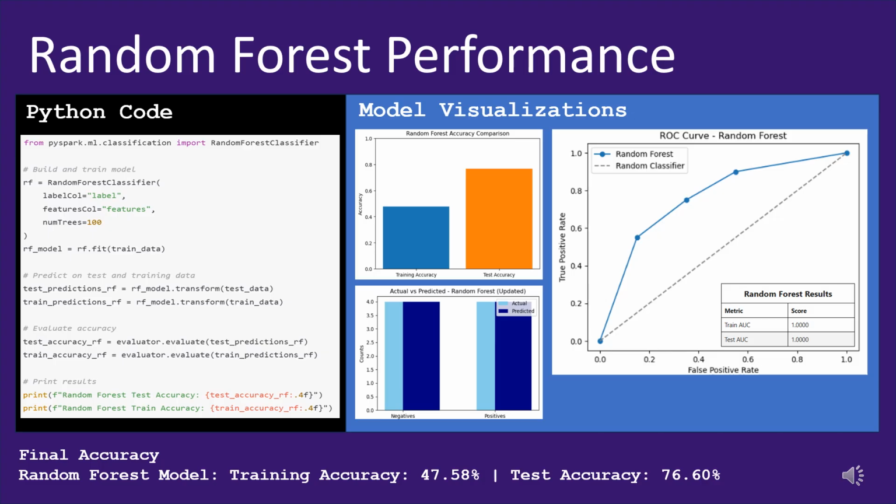For our next model, we used random forest. Training accuracy was about 48% and test accuracy was about 77%. The model predicted positives and negatives fairly evenly, and the ROC curve shows strong class separation.